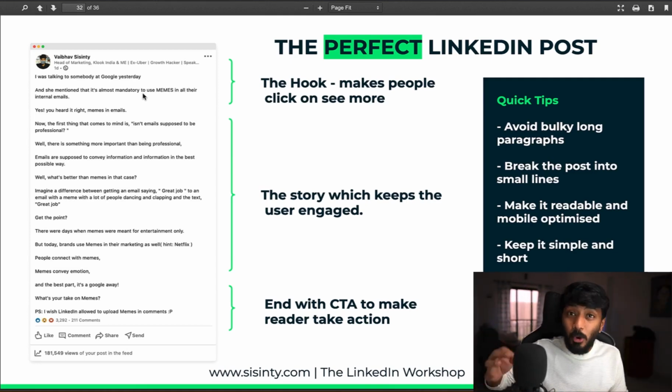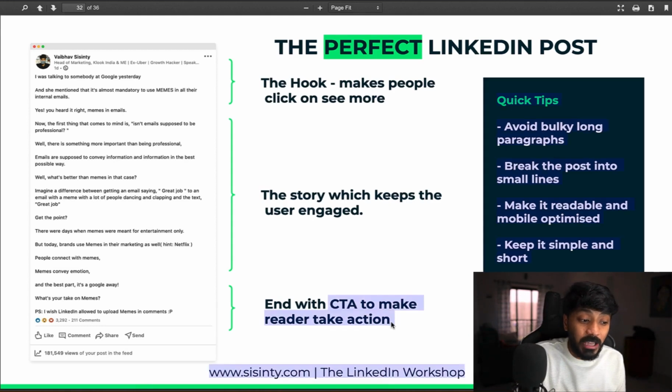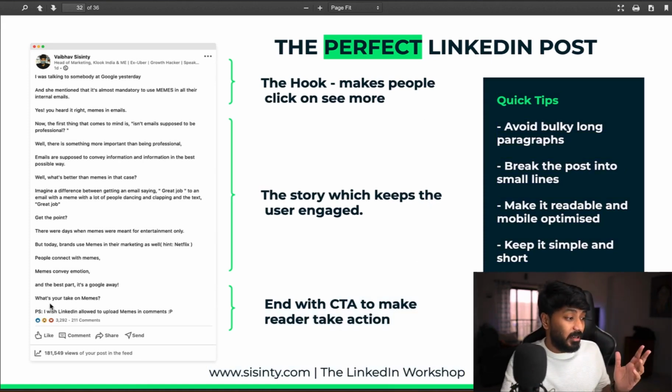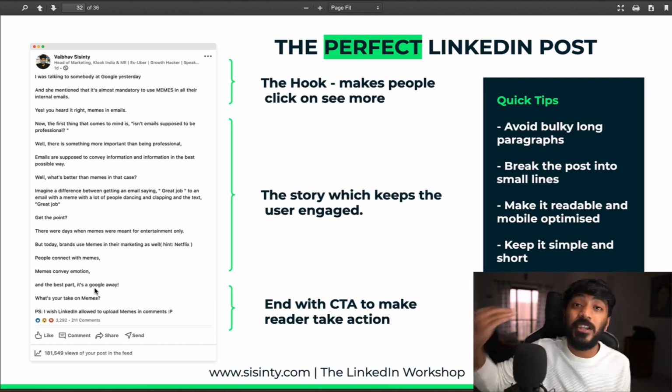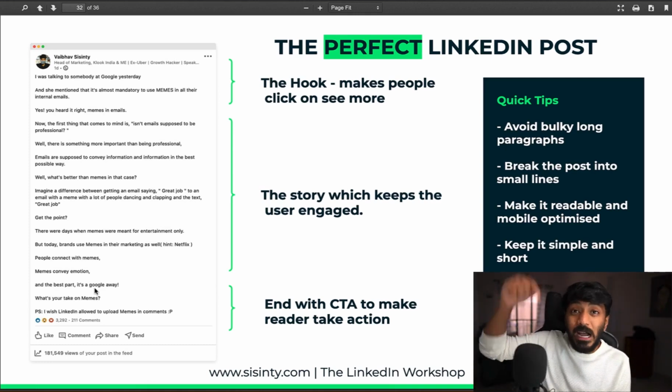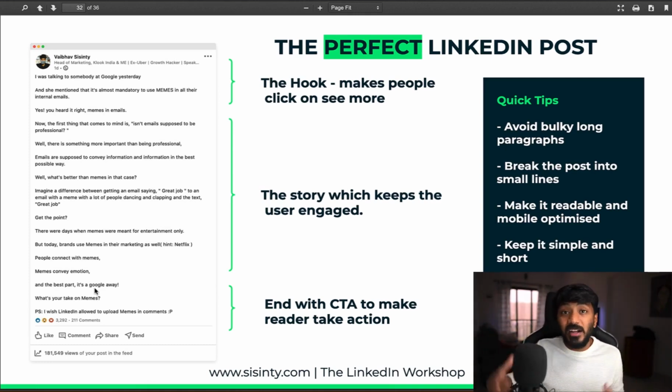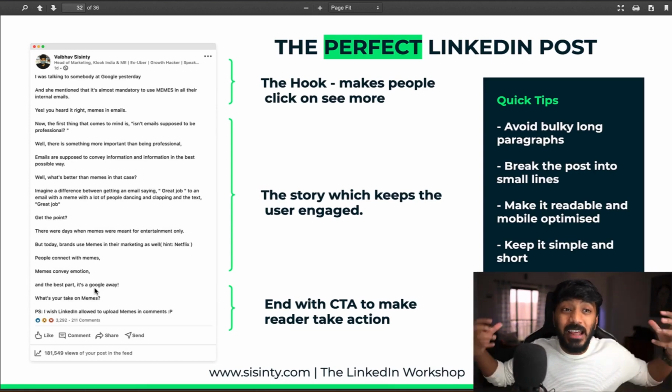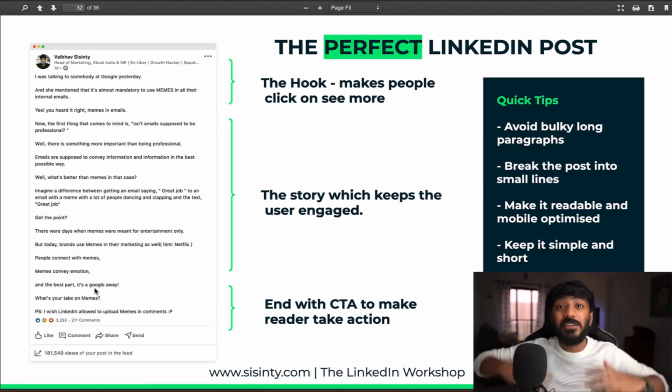Guys, more likes and more comments will lead to more reach. All right. So always end the post with a call to action to make the reader take action. So you are basically ending here, asking what is your take on memes? That's what I'm asking here. So I'm asking a question and I want people to answer it in the comment box. As a result, I get more engagement. As a result, my post gets more reach.